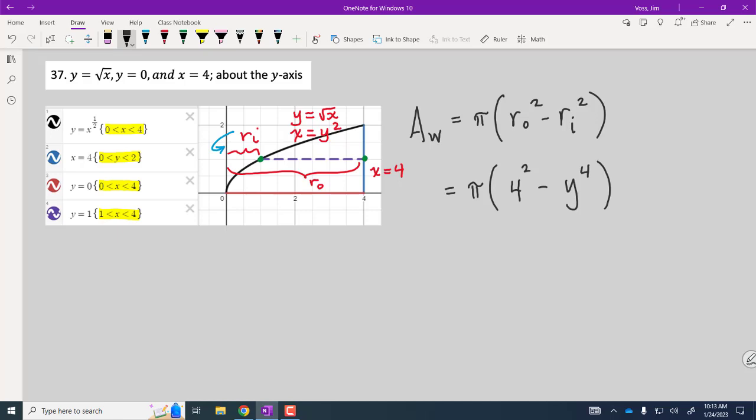So the volume can then be found by integrating 16 minus y to the 4th with respect to y. And we can see in this case that the y values are going to go from 0 to 2. You could plug in x equals 4 into that and see that the height is 2, if it's not obvious. So you take the square root equation, y equals square root of x, take x equals 4, plug it in there, and you get square root of 4, which is 2. So we know that the upper y coordinate is 2.